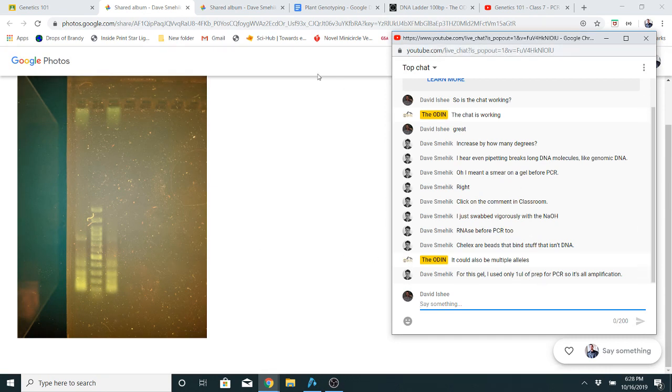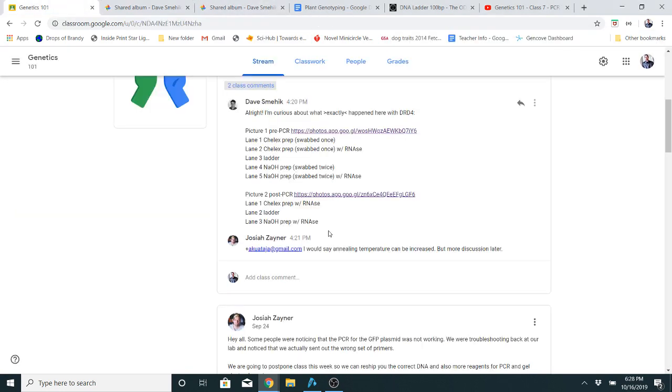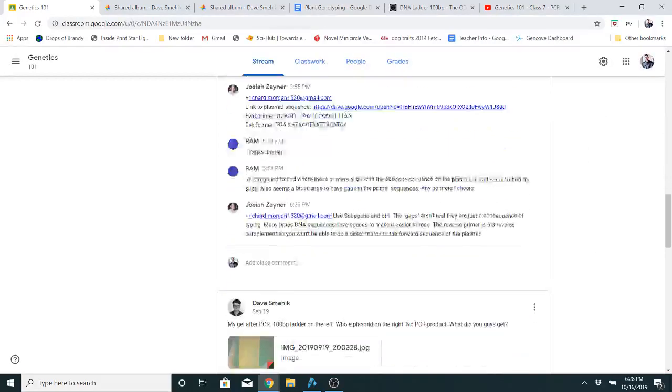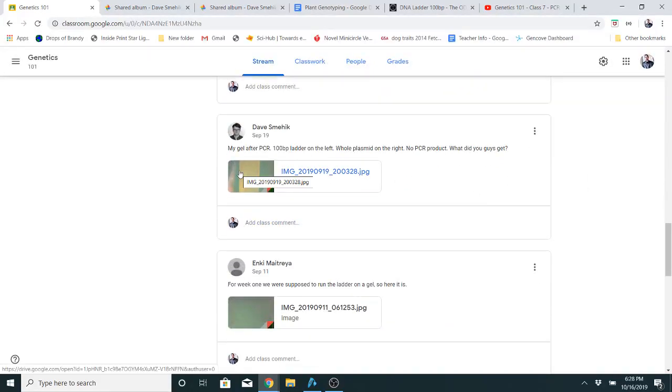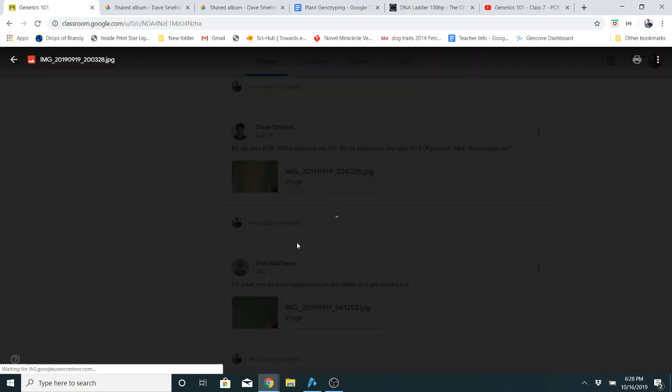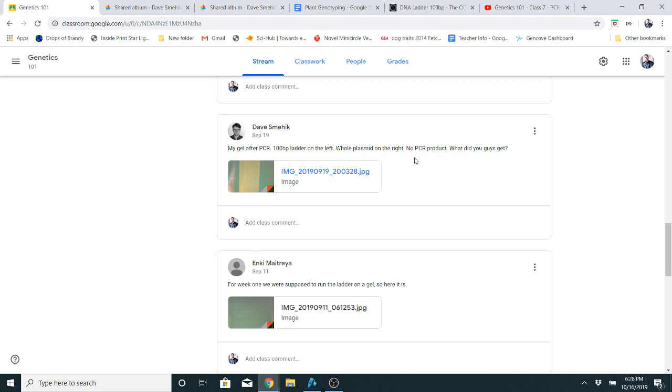So does anybody else have one? I know I saw a couple others in the class. I'm not sure if those people are here though. Let's see, we had this one. So this one's from earlier. This is Dave's as well. This was really big. If that's 1500, I'm guessing this is plasmid DNA. Whole plasmid on the right, no PCR product.